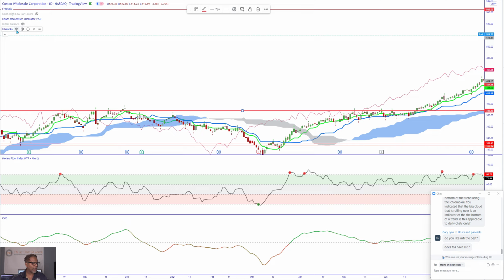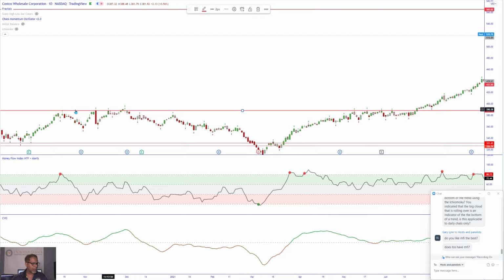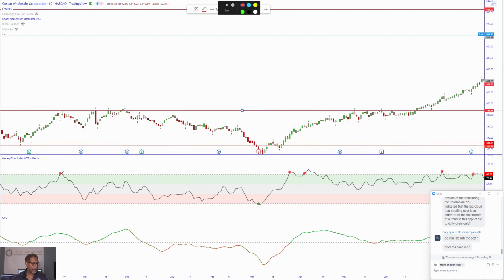Let's take Ichimoku off because you can't tell. But see, we hit this top. And when we hit that top, look at what the money flow was doing. Then it should have been good to go to the downside. But look what the cumulative did. It went higher, and then it went to the downside. So it pretty much didn't even really follow this, but this is following now. All right, so that's a little bit of a difference there.